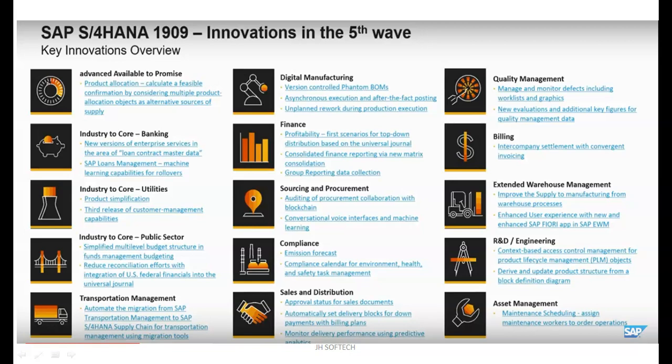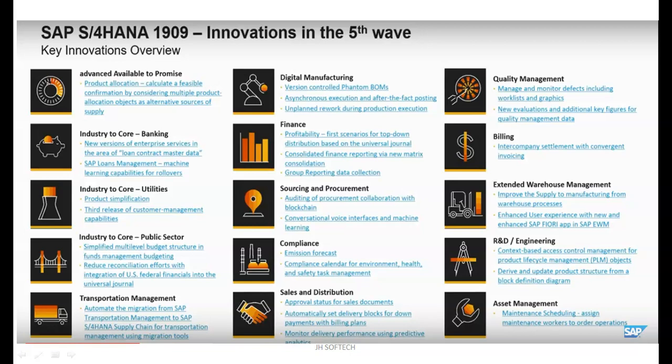It incorporates machine learning capabilities for rollovers. Industry to core utilities, product simplification, which includes the third release of customer management capabilities as well. Industry to core public sector, we have simplified multi-level budget structure in the funds management budgeting, reduced reconciliation efforts with integration of US federal financials into the universal journal.